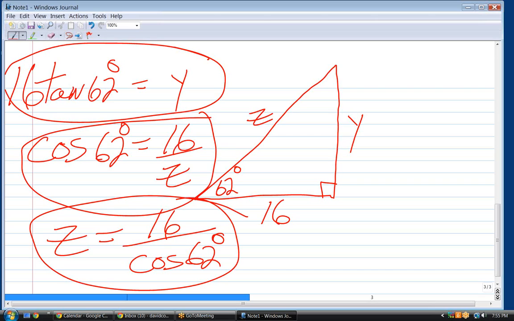And you could also have gotten z. Once you figure out y, you can get z using the Pythagorean theorem if you like, but I presume they would rather you use trig functions. Yeah. I mean, given the subject matter you're covering.